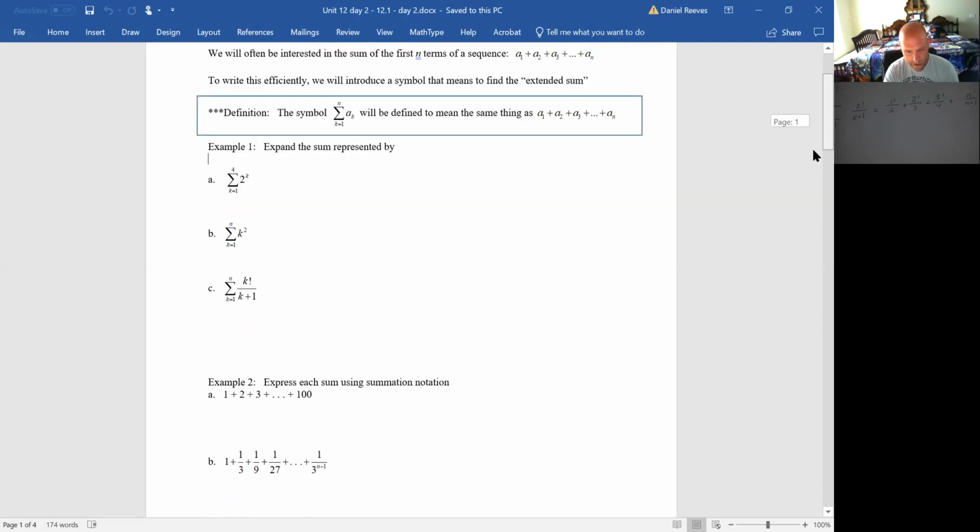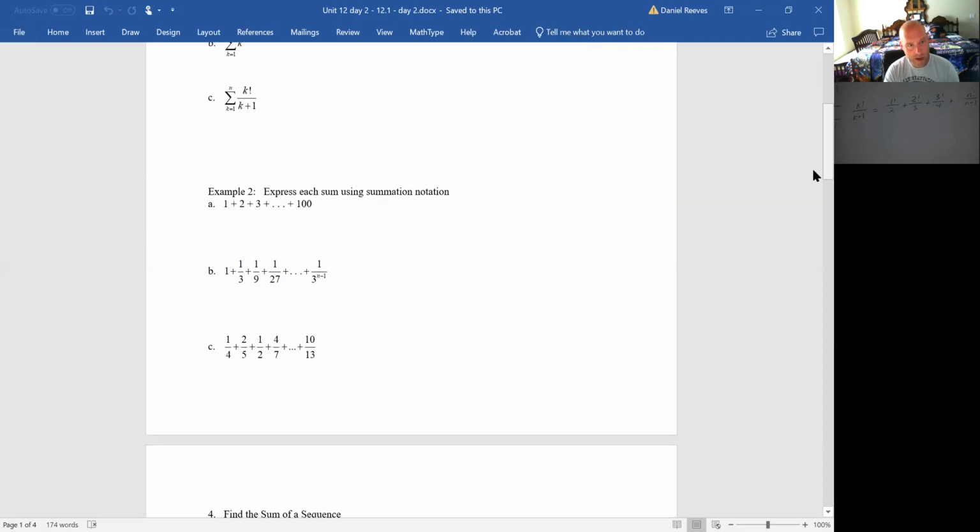Again, like normal in algebra, we learn how to do things, then we learn how to do them backwards. So this time we are going to write this as a sigma. Express each sum using sigma notation. So this is sigma starting at 1, ending at 100, and we just have the value of k. Now, that being said, this is the answer that I would expect. However, there are an infinite number of correct answers which you could alternatively put.